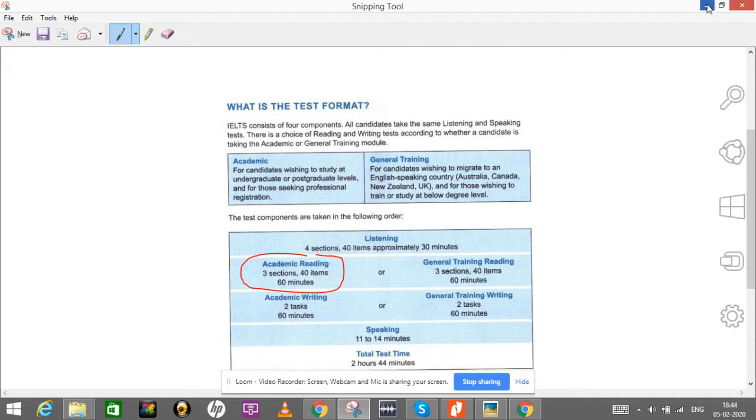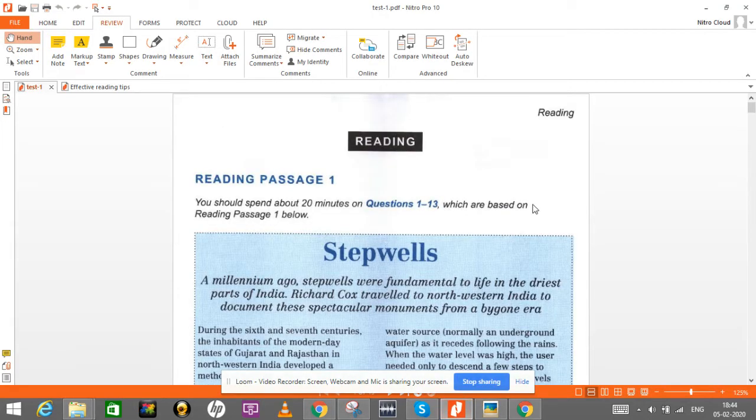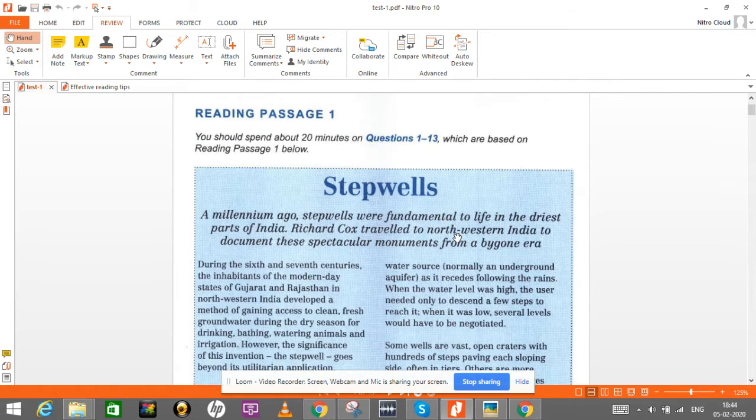So let's look at the task. For a pen and paper test, you will get it printed in a booklet form. If you're going for an online or computer-based test, you can have it on the screen, so you can interchangeably use your screen properly.